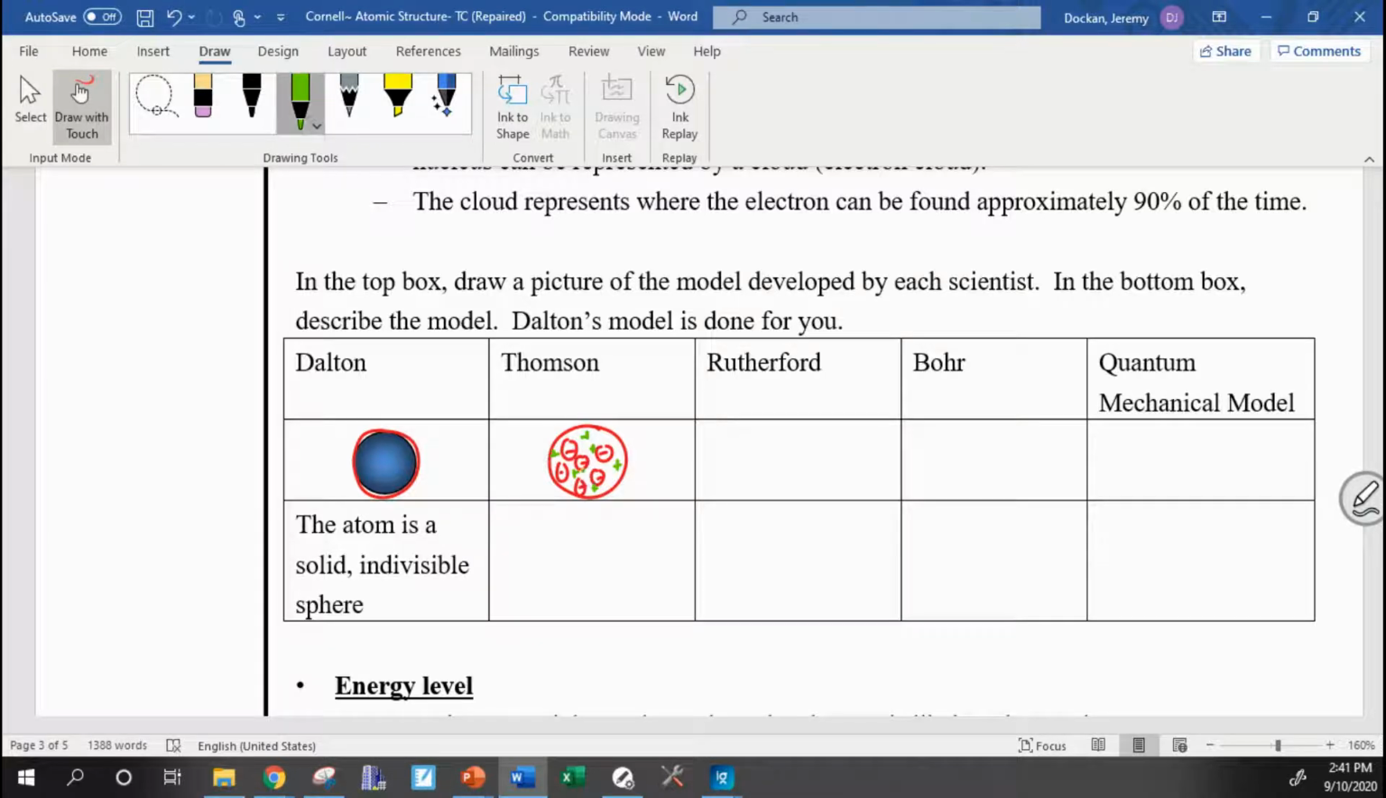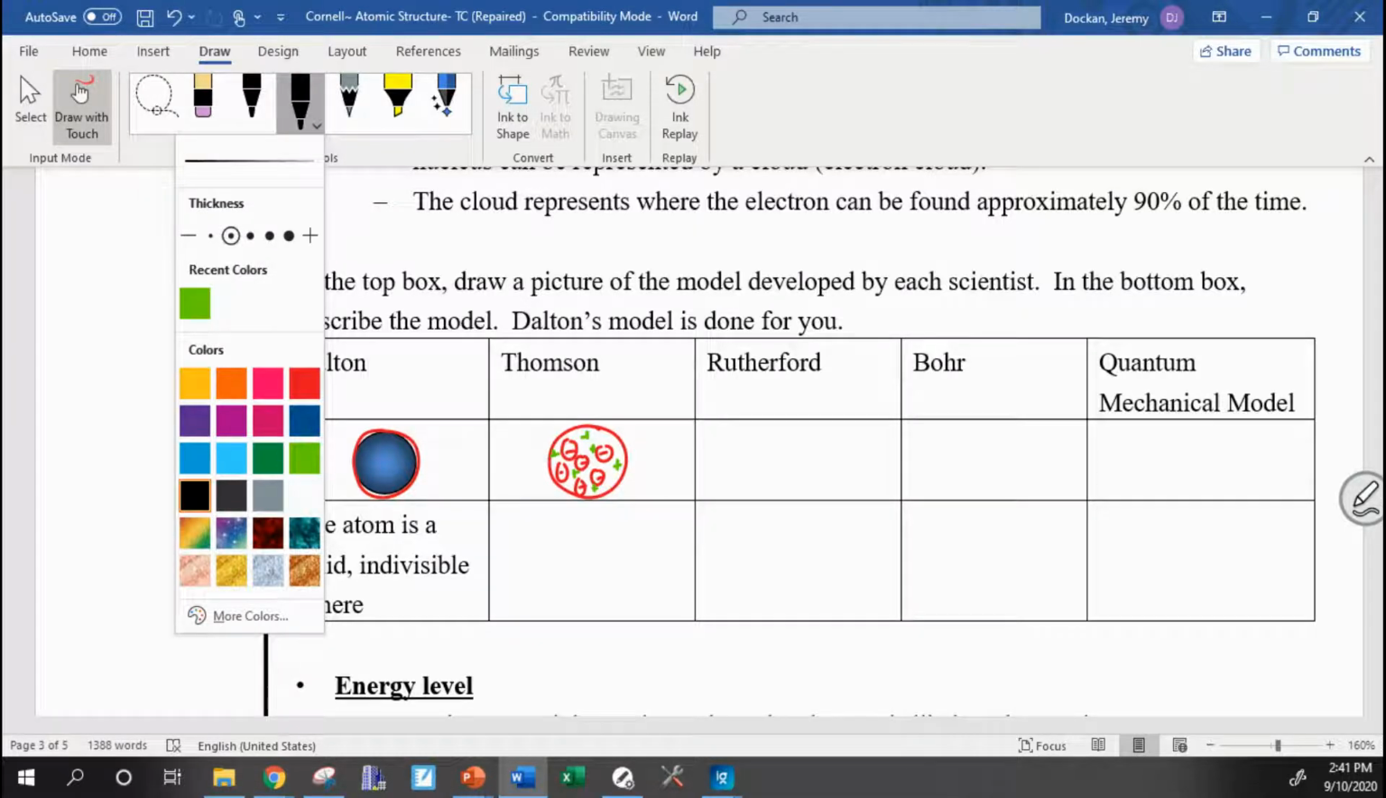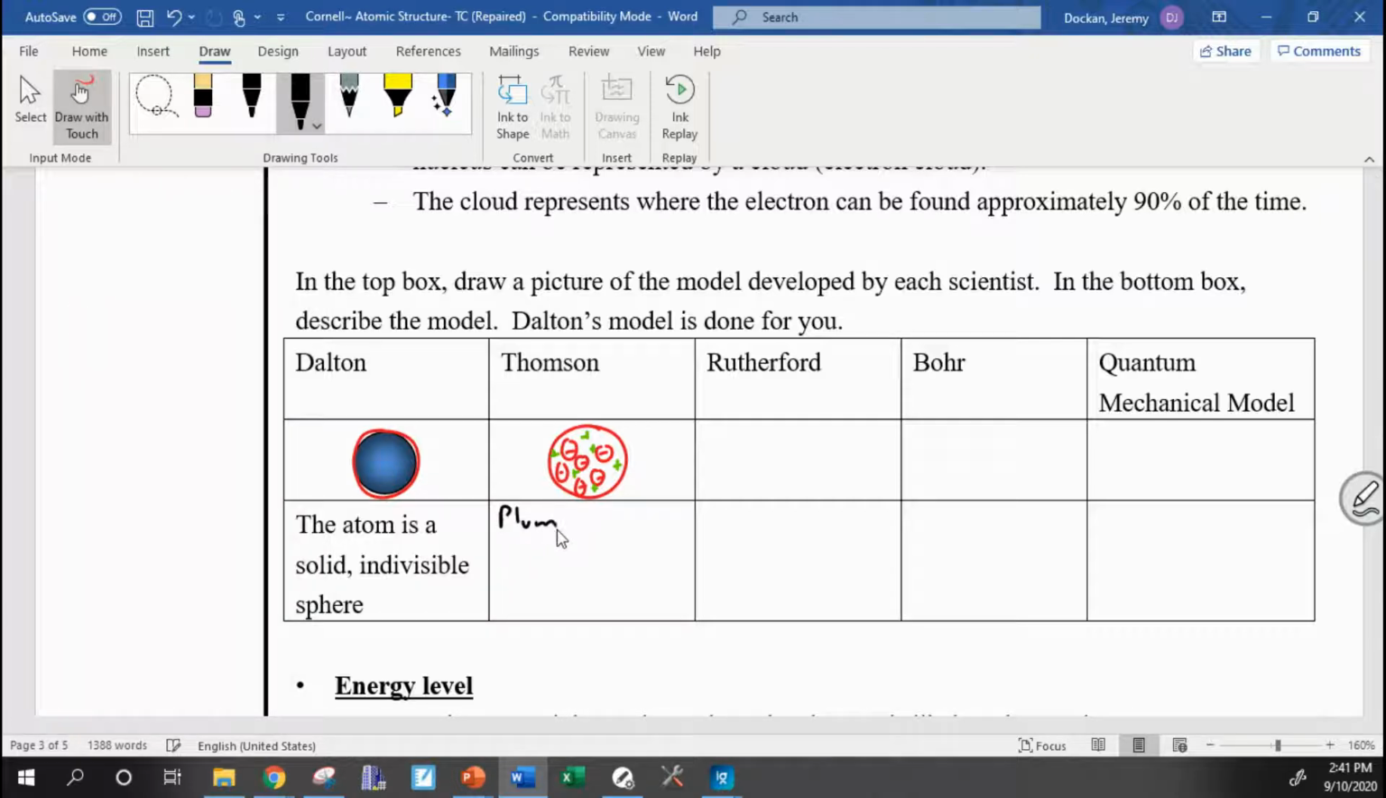So what are we going to say here? Let's go ahead and say that we have the plum pudding model. I'm going to call it electron pods with positive, and if you want to use the word cytoplasm, you can.